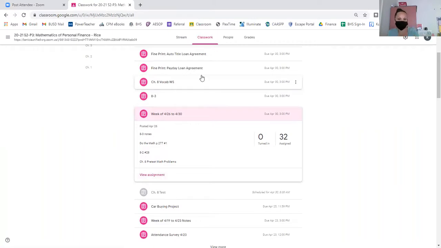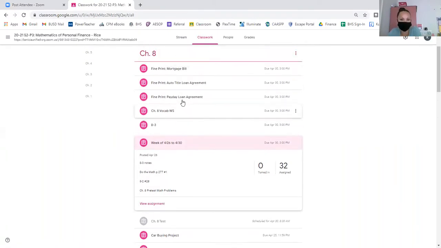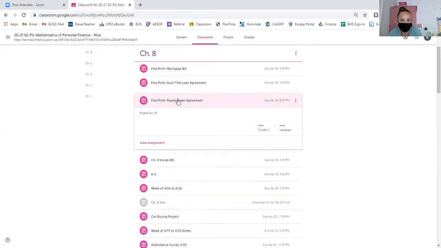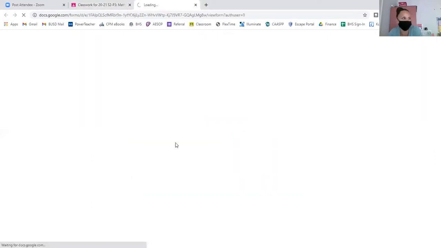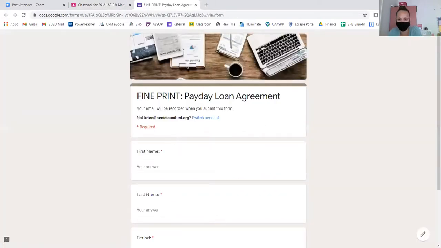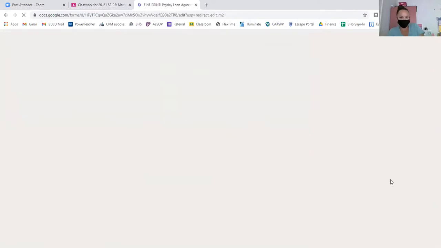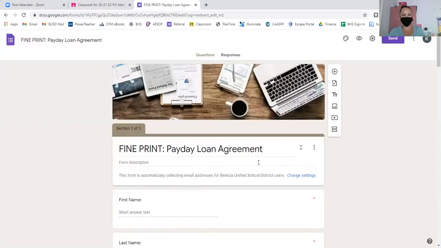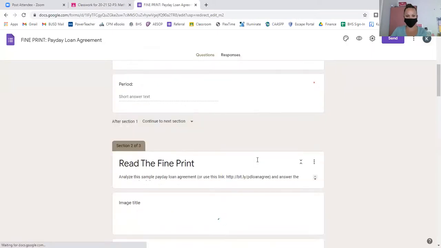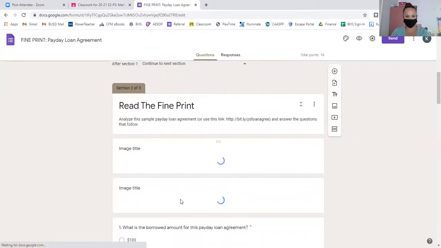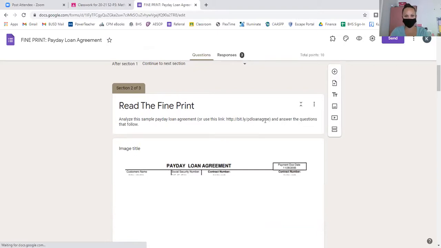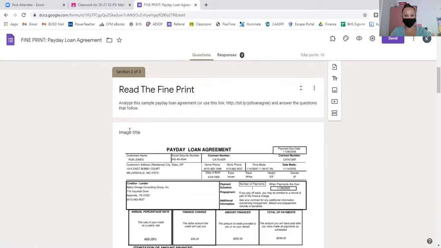Vocab was assigned yesterday. These next two are part of tonight's homework, the payday loan agreement and the title loan agreement. So I'm going to go over these so you kind of see what they look like. So you have two homework assignments tonight, but they're both fairly short. So read the fine print. There's going to be two images here. You can use this link if you prefer.